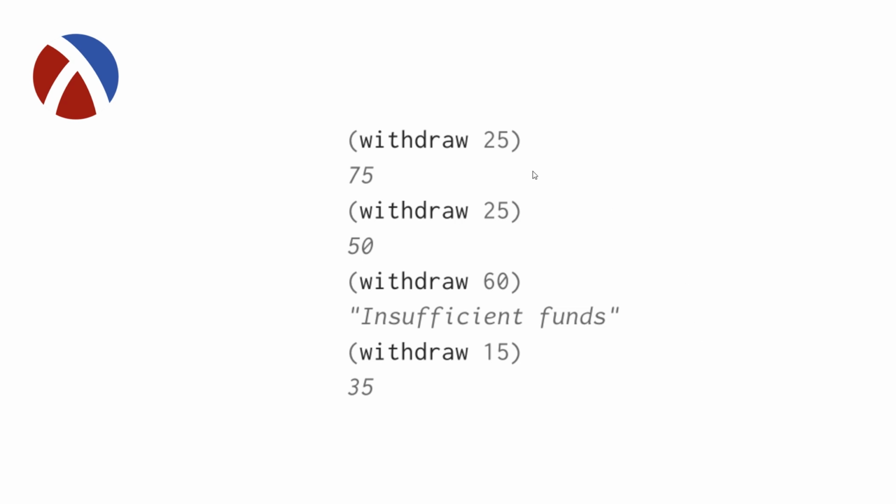So we can infer that the starting balance of the bank account that goes hand in hand with this withdraw procedure is starting at 100. When we withdraw 25, we get 75. We withdraw another 25, we get 50. If we try to withdraw 60 at this point, we'll get the insufficient funds string. And the final call to withdraw, where we pass in 15, we end up with 35.